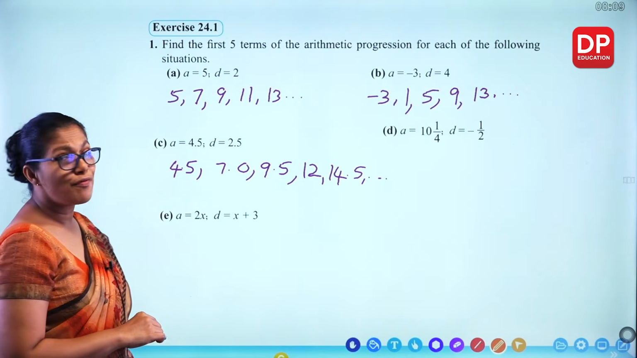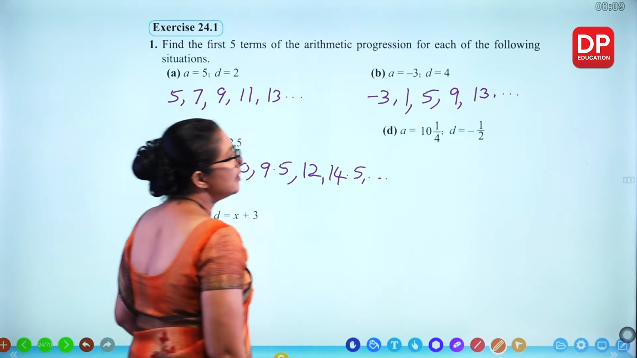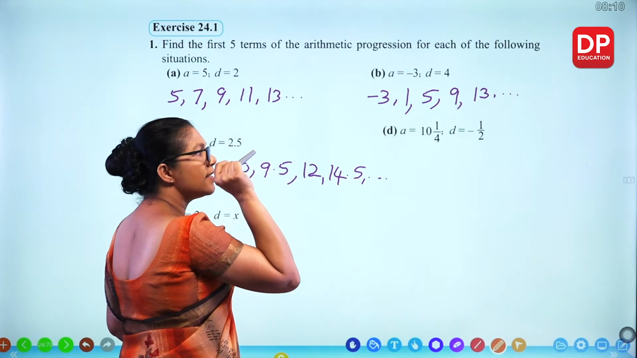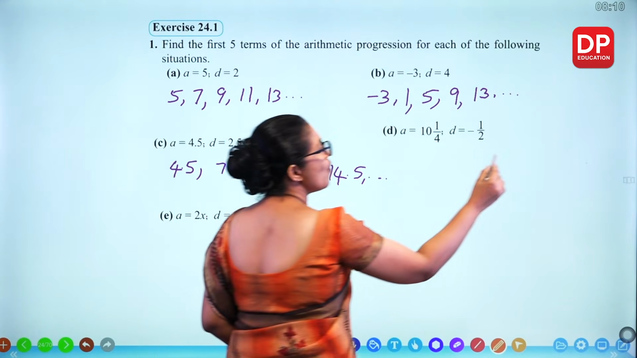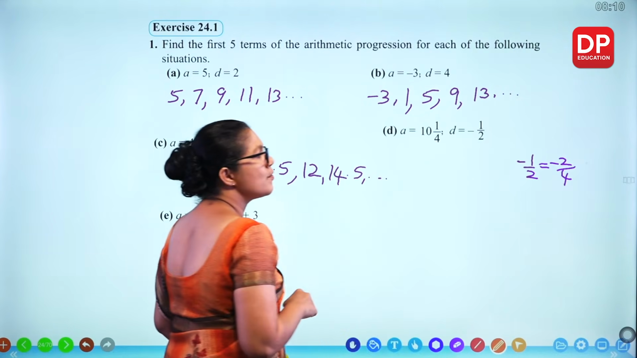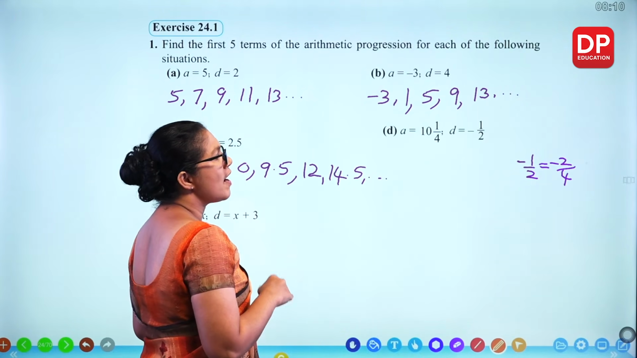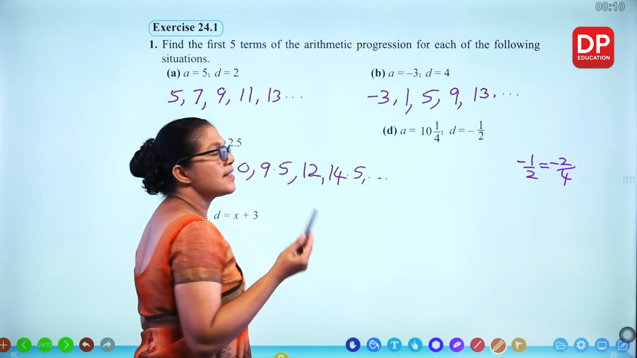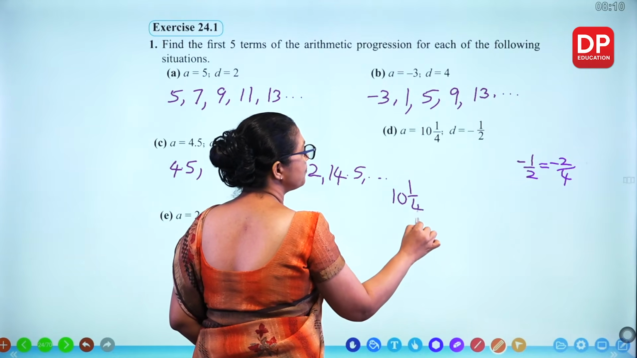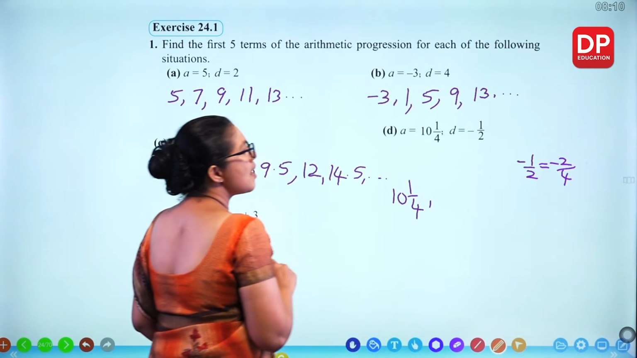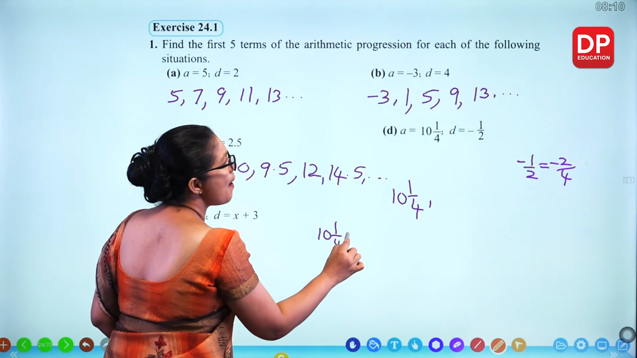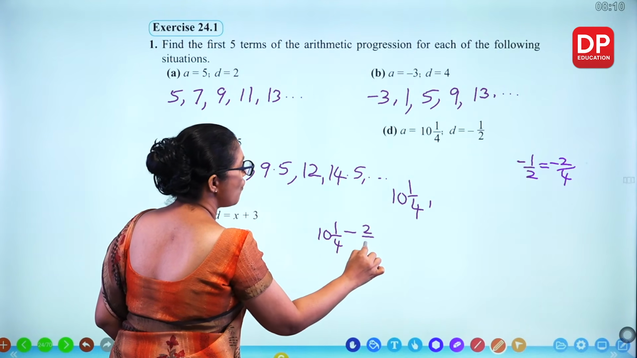The next part, now fractions. It's easy to take minus half as minus 2 over 4. Minus half is the same as minus 2 over 4. When you simplify, you get minus half. Why is that? Because 1/4 is there, the denominator is 4. It's easy when you do that. 10 and a quarter plus minus 2 over 4.